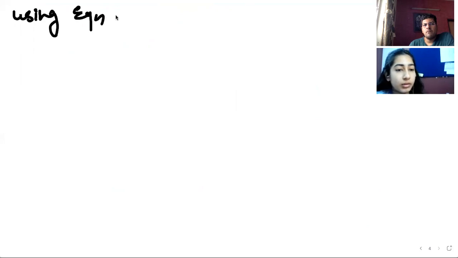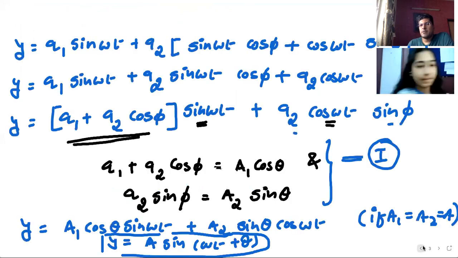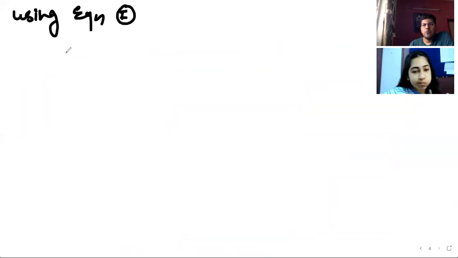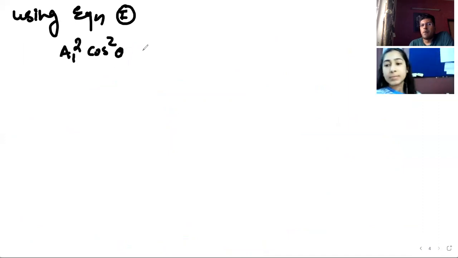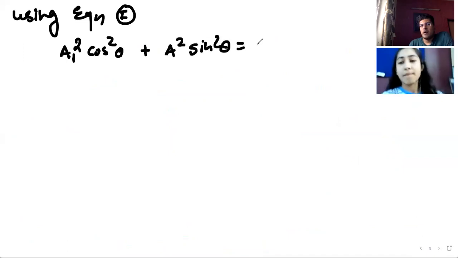Expression number 1 is: a1 plus a2 cos phi equals a1 cos theta, and a2 sin phi equals a2 sin theta. Chalo, what I am putting is that a1 square cos square theta plus a1 square sin square theta equals capital A square.